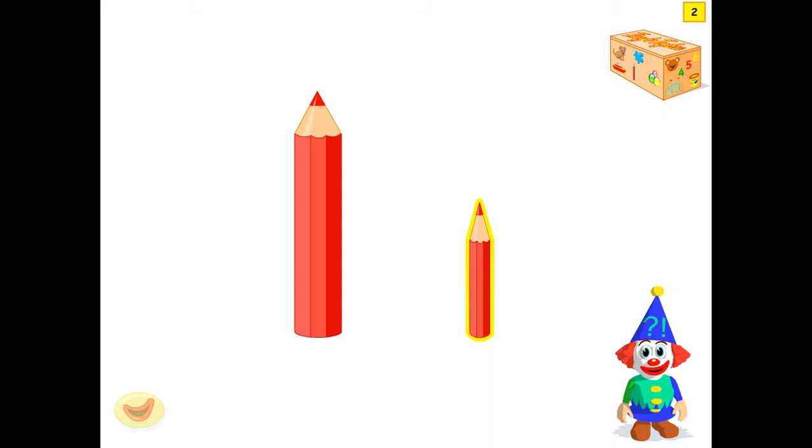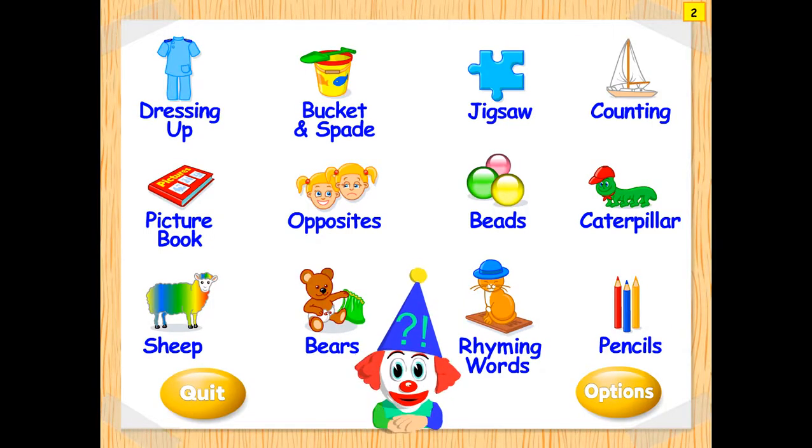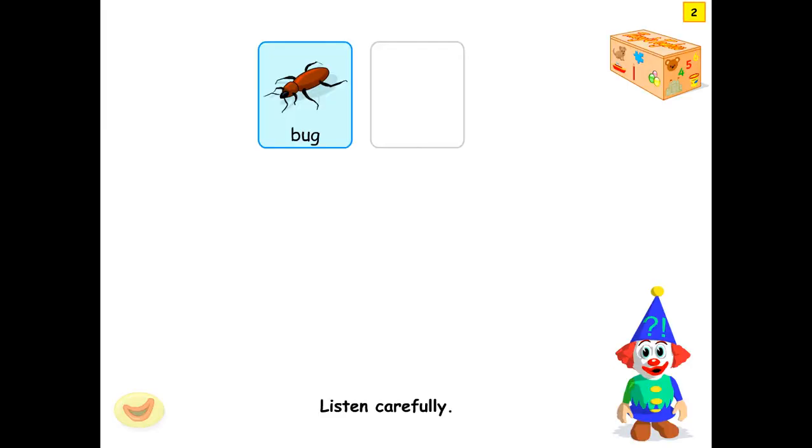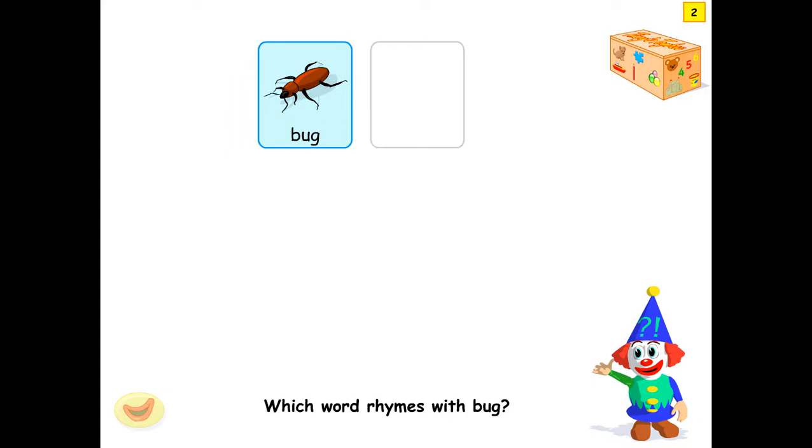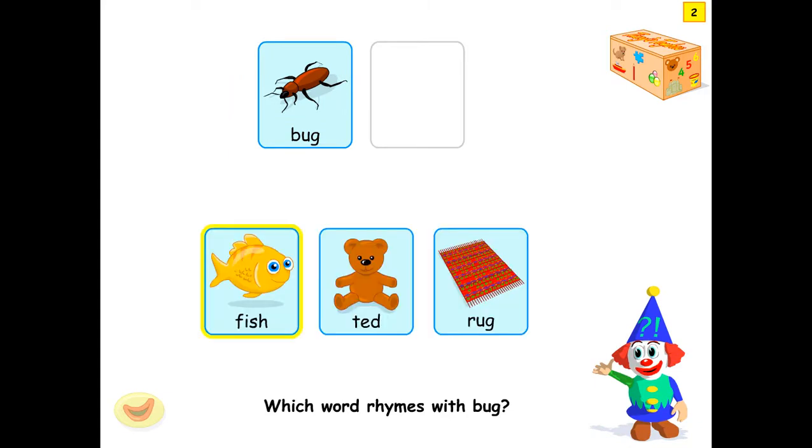Okay, now we will go for the other. Choose rhyming words. Let's play rhyming words. Listen carefully. Once Tizzy had a bug and it slept on the... Which word rhymes with bug? Fish, bed, rug. We click on rug.